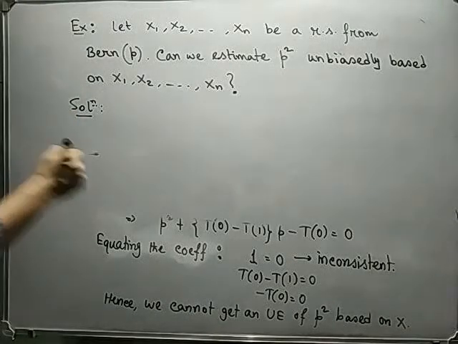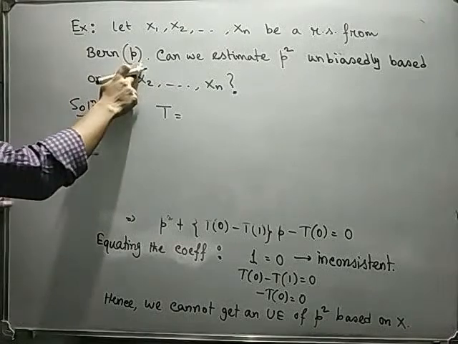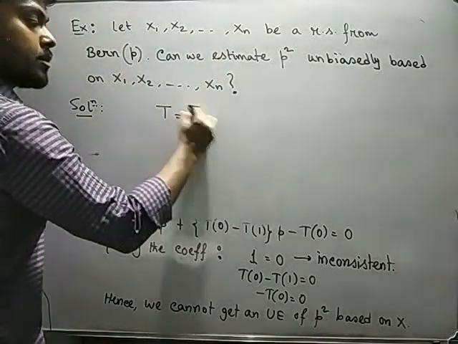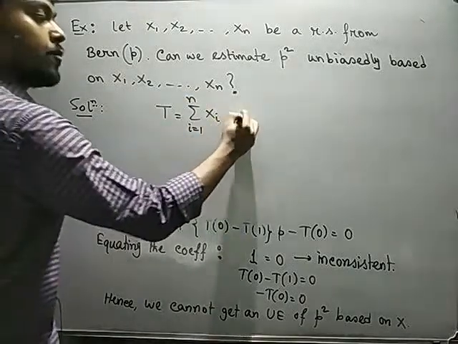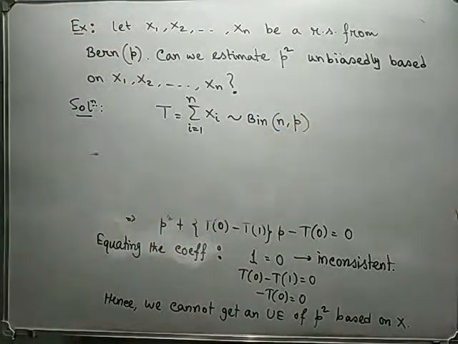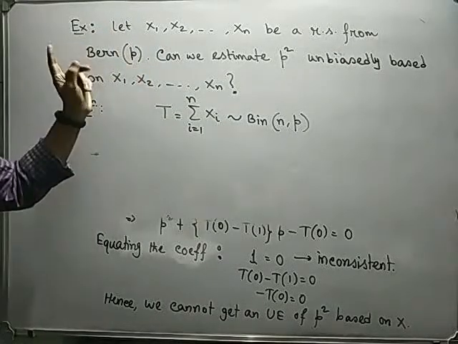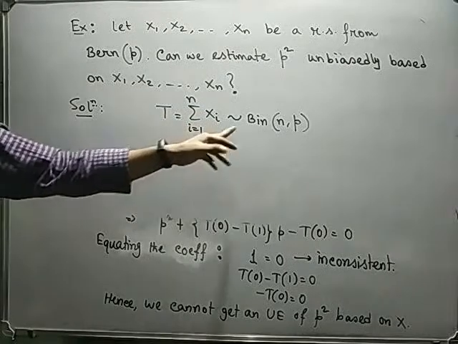Now you all know that if x1, x2, xn follow Bernoulli p and they are random samples, that means they are independent, then the summation of xi, i running from 1 to n, will follow binomial n comma p. Now always try to remember that if x1, x2, xn follow Bernoulli p, it doesn't always imply that the summation of xi will follow binomial.